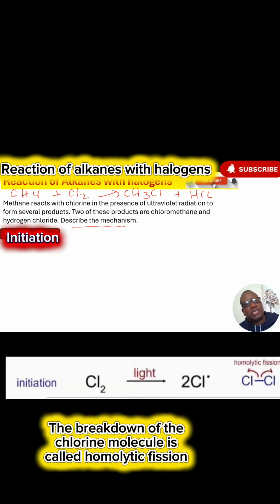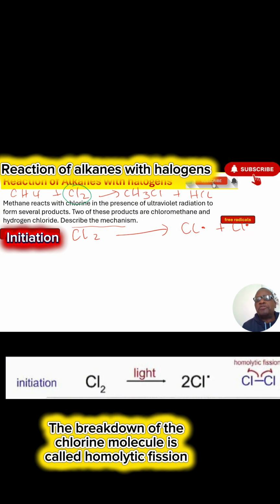Let's look at the first stage, which is called initiation. During initiation, the chlorine breaks down to form these species, which we call free radicals. The chlorine molecule breaks to form two chlorine free radicals. For that to happen, you need UV light or high temperature, I could say 400 degrees Celsius.